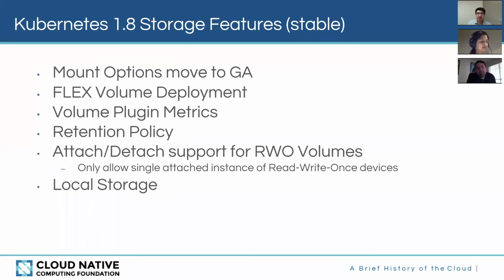Then we also did some bug fixes and some feature enhancements around local storage. Again, local storage is another on-prem data-intensive workload feature that we had in 1.7 that we really went back and made sure that we were doing right, and hardened some of the features in 1.8. Next slide, please.